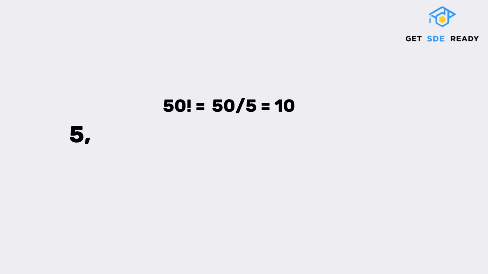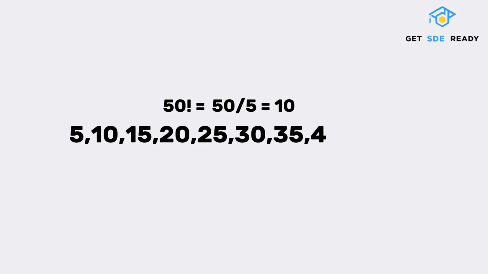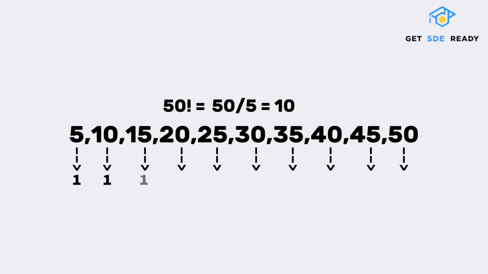5 would be there, 10 would be there, 15 would be there, 20 would be there, 25 would be there, 30, 35, 40, 45, and 50. Now 1 5, 1 5, 1 5, 1 5. This is 5 into 5. This again is going to give me 1 5. This is going to give me 1 5. This again is going to give me 1 5. 1 5. This is 5 into 5 into 2.